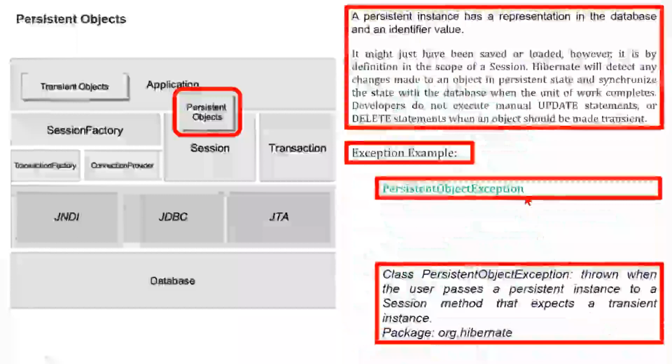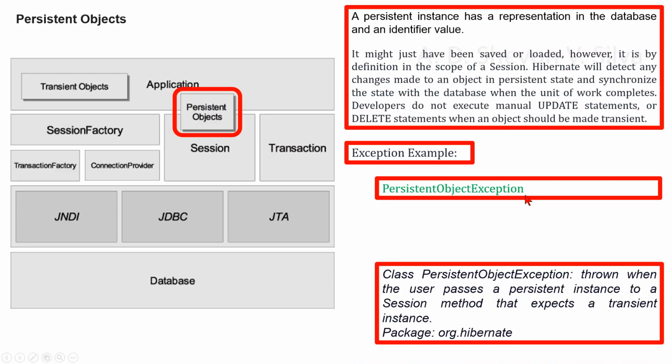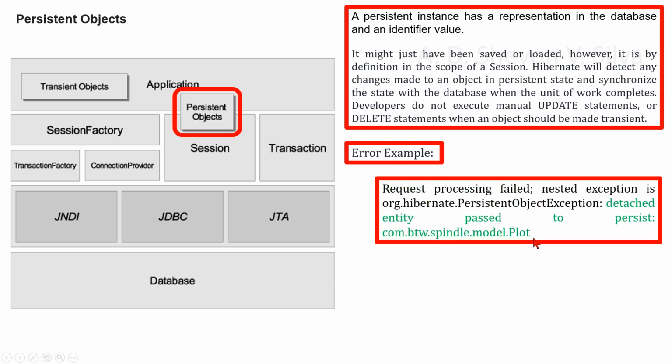As an example, we can consider the class PersistentObjectException, thrown when the user passes a persistent instance to a session method that expects a transient instance. This class is in the org.hibernate package. As an error example, we can consider this detached entity passed to the persist method.